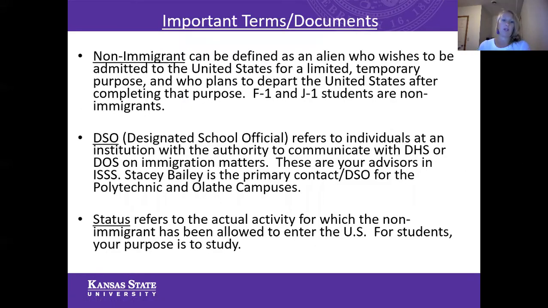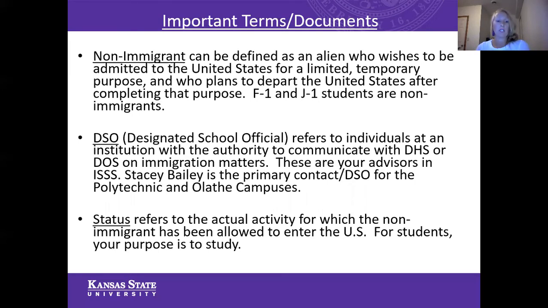First, I want to provide a few definitions of some terms that we may use as we advise you. A non-immigrant is defined as a person who wishes to be admitted to the United States for a limited temporary purpose and who plans to then depart the United States after completing that purpose. So F1s and J1s are non-immigrants.